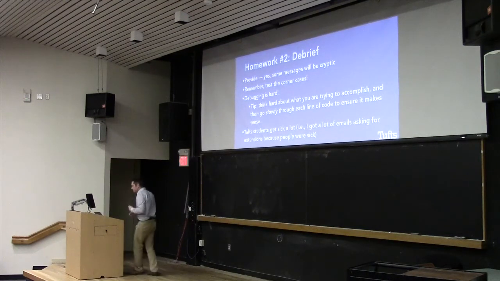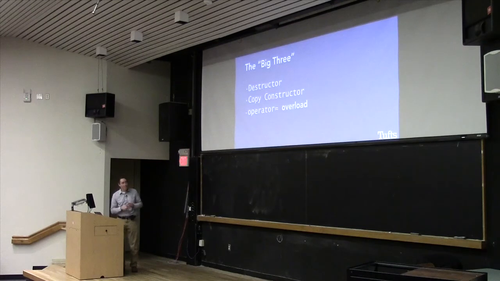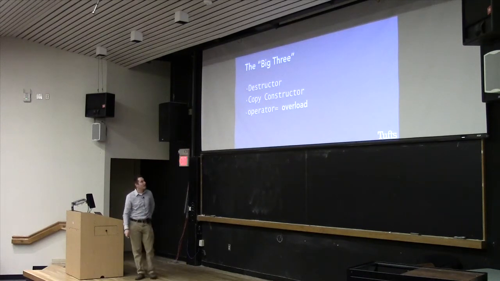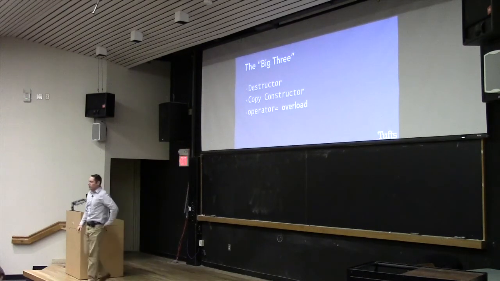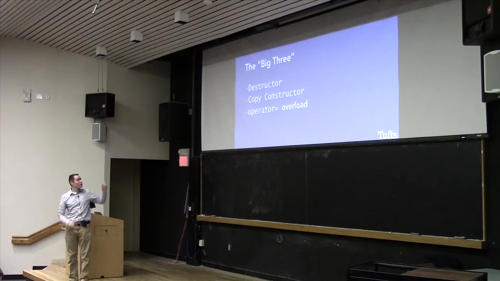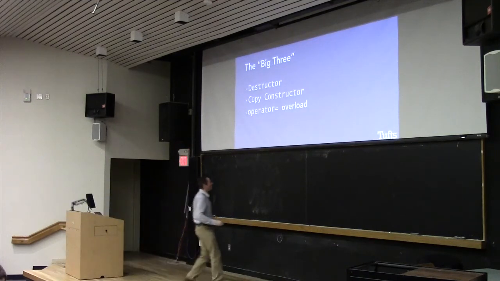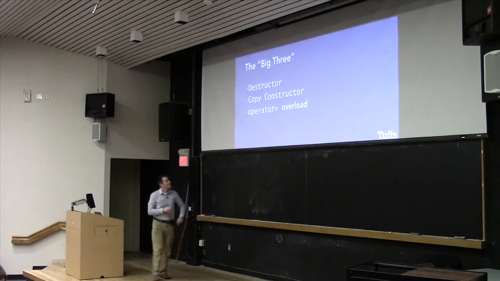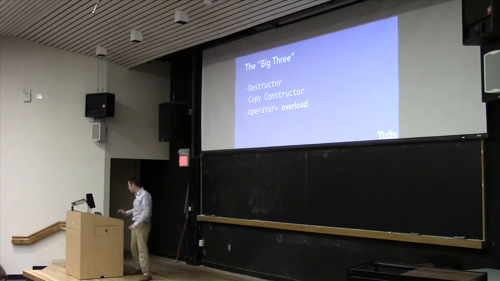Let's go on to the big 3 that I mentioned a little bit earlier. OK. So here's what they are. We've all heard of a destructor before. We'll talk about what that does. There's this weird thing called a copy constructor, and then this other one called an operator equals overload. We'll get to that one. We'll start with the destructor first.